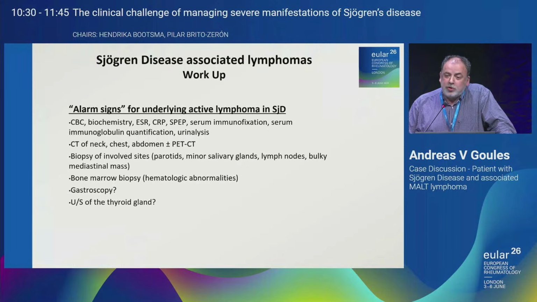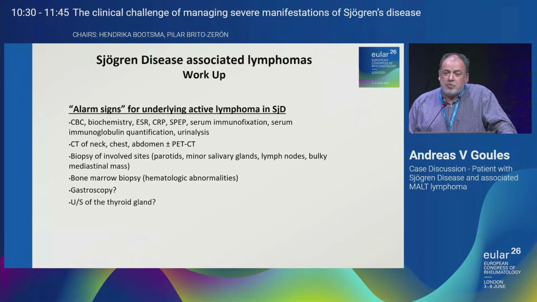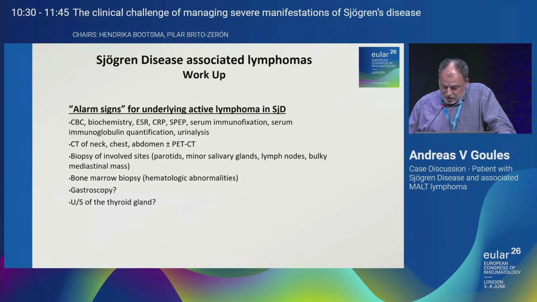In patients with hematologic abnormalities, it is necessary to perform bone marrow biopsy. And in these cases, in our center, we also perform gastroscopy and ultrasound of the thyroid gland to document a second site. This is not a validated strategy. It is what we do in our center.